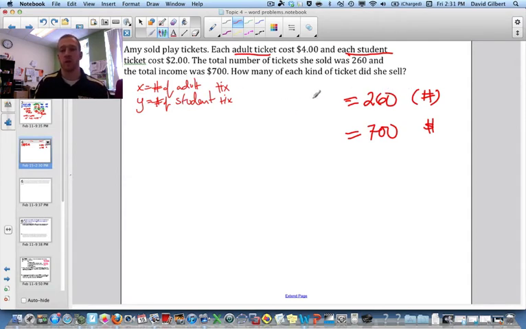Well, this is a total number, so if we just take the number of adults plus the number of students, that gives us the total number of people. Alright, this is money, so if we take the number of adults times the price and add that to the number of students times the price for them, that should give us the total amount of money made, which is $700. I'm now going to scale this top equation by a -2. That'll cause the y's to cancel.